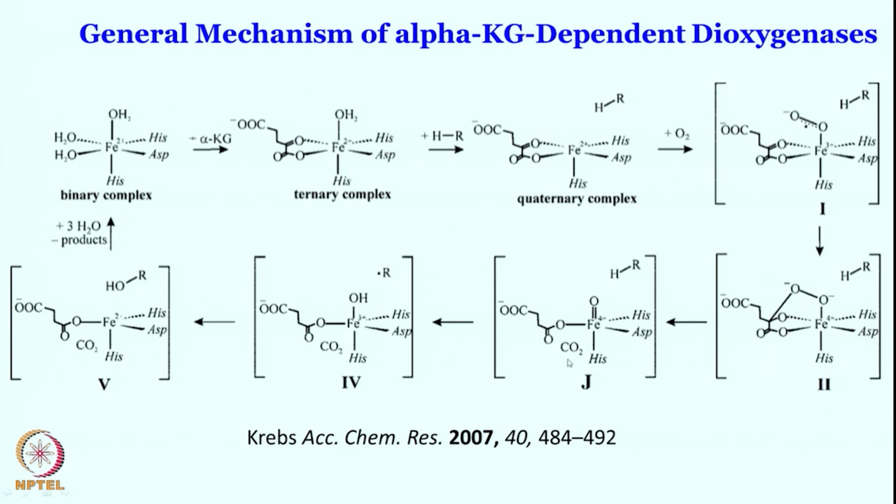It gives rise to the succinate bound iron 4 oxo intermediate, which is the real active species for abstracting a hydrogen atom from the sp3 CH bond right over here. This is nothing but, you can see that iron 3 O dot, this O dot and this RH will form the bond, or form this iron 3 OH bond, and an R dot radical will be generated during the process.